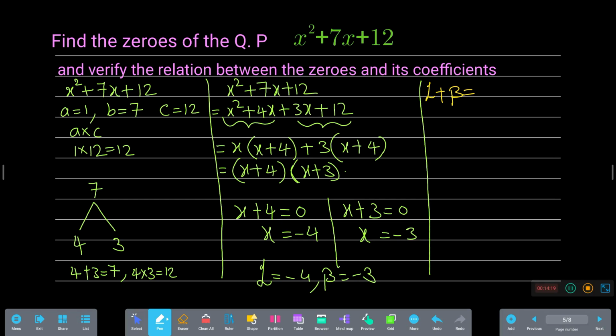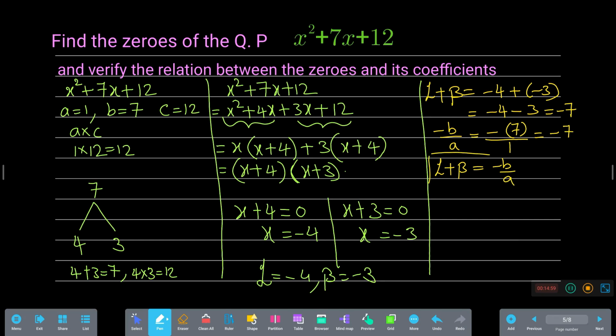Alpha plus beta is equal to alpha is minus 4 plus minus 3. So that becomes minus 4 plus into minus is minus 3. So minus 4 minus 3 is minus 7, right? So what is alpha plus beta? We will take minus b by a. So what is b? B is nothing but 7, a is nothing but 1. So minus 7 by 1 is minus 7. So we can say that alpha plus beta is equal to minus b by a. This is the first one.